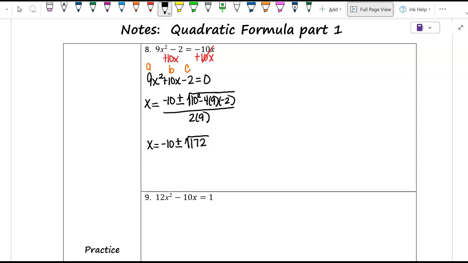10 squared is 100. Negative 4 times 9 is negative 36, times negative 2 is positive 72. So 100 plus 72 gives us 172, which is not a perfect square. So we do have to simplify this. We're looking for a perfect square that goes into 172. Now we have to look at 4, 9, 16, 25, 36, 49, 64, and 81. Do any of those go into 172?